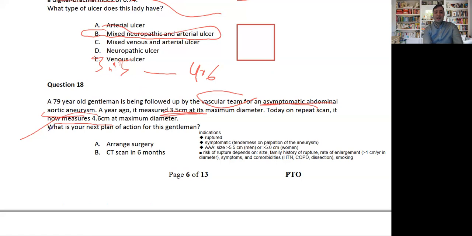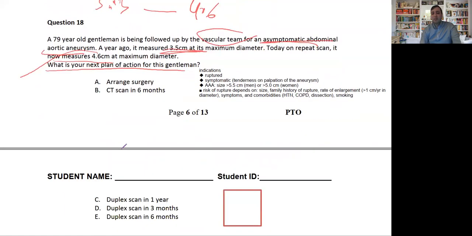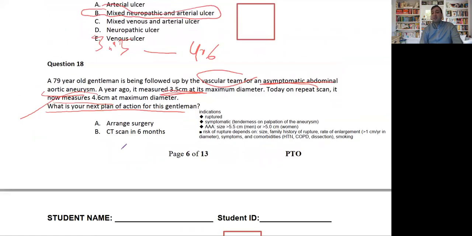So what is your next plan of action for this patient? Arrange for surgery, or CT scan in 6 months and just follow up, or duplex scan in 1 year and just follow up, or duplex ultrasound scan in 3 months, or duplex scan in 6 months. I think the most appropriate here is to arrange for surgery.